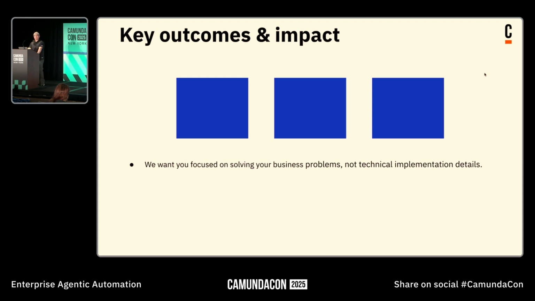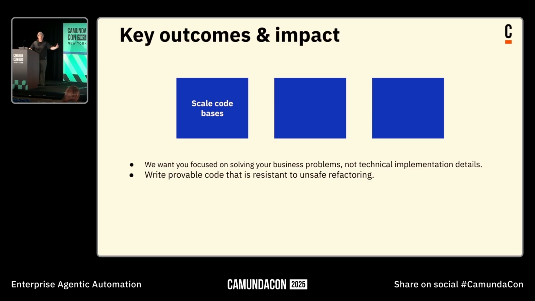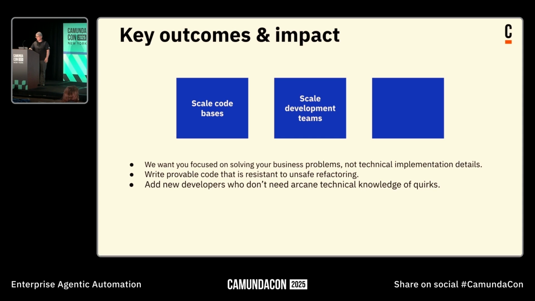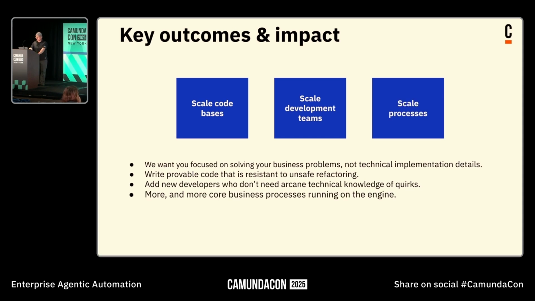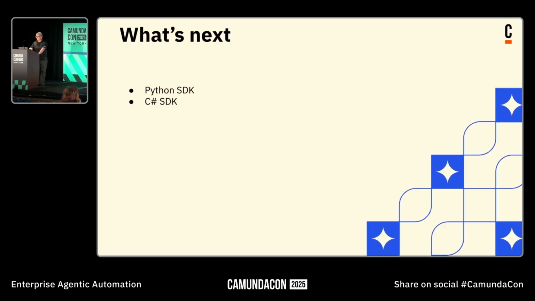So yeah, we want you to be focused on solving your business problems and not technical implementation details. We want you to be able to write provable code that's resistant to unsafe refactoring. Those kinds of IDE errors you saw for wrong type fields and those kinds of things: you bring someone new into your organization, or you go back to some code that you wrote 6 months ago, you want your IDE and your build chain to be able to stop you from making changes that are going to break functionality that's already existing and working. We want you to be able to add new developers who don't need advanced knowledge. And we want more and more core business processes running on the engine.